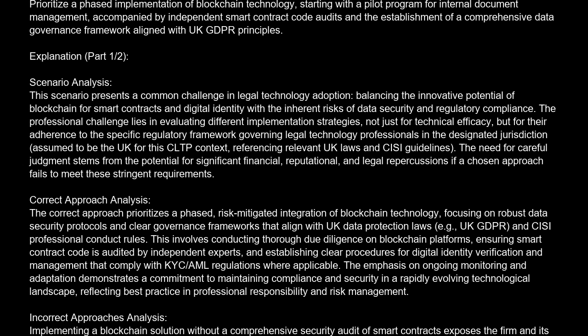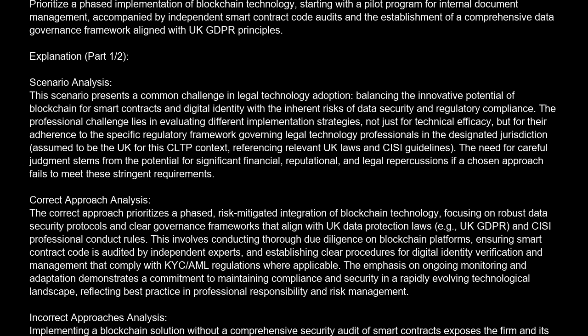Explanation. Scenario analysis. This scenario presents a common challenge in legal technology adoption, balancing the innovative potential of blockchain for smart contracts and digital identity with the inherent risks of data security and regulatory compliance. The professional challenge lies in evaluating different implementation strategies, not just for technical efficacy, but for their adherence to the specific regulatory framework governing legal technology professionals in the designated jurisdiction, assumed to be the UK for this CLTP context, referencing relevant UK laws and CISI guidelines.